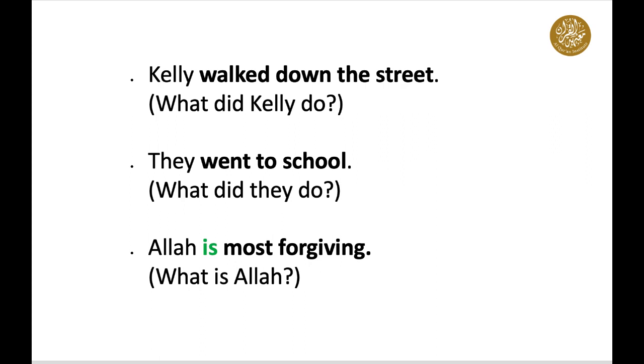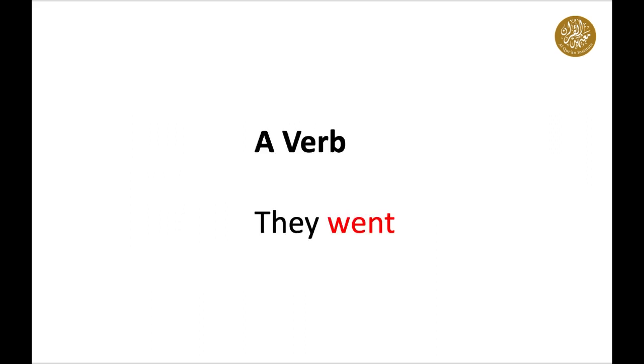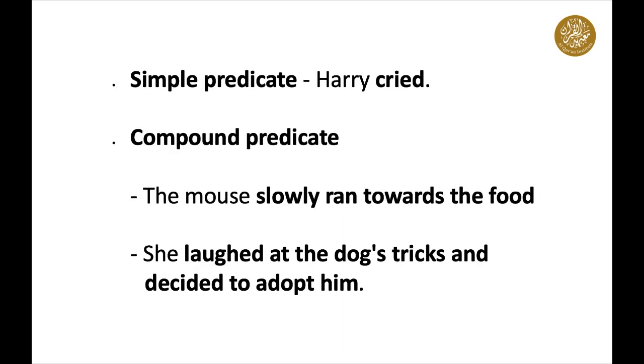All of these words make up the complete predicate of the sentence. The verb alone is the simple predicate. For example, they went. This contains subject they and went predicate. So together, that's also a sentence. Take a look at the examples below to note the differences. Simple predicate. Harry cried. Cried is the predicate, single word. Compound predicate. The mouse slowly ran towards the food.